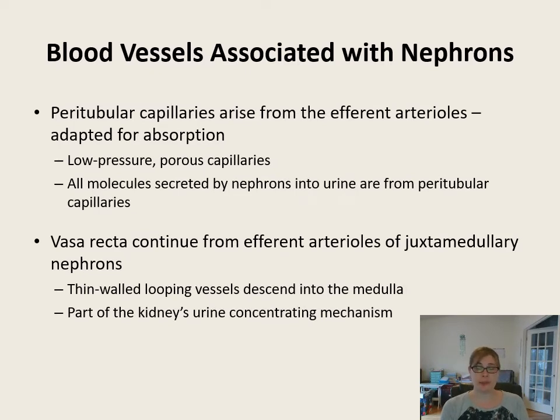All right, so our peritubular capillaries are going to come from the efferent arterioles, and they're very porous and thin-walled. Porous means things will be able to pass through them quickly. Everything that enters into the urine is going to be ultimately involved with the peritubular capillaries. The vasa recta, same thing, but their job is a little bit different. They are thin-walled and they loop down into the medulla and are part of the kidney's urine concentration system.